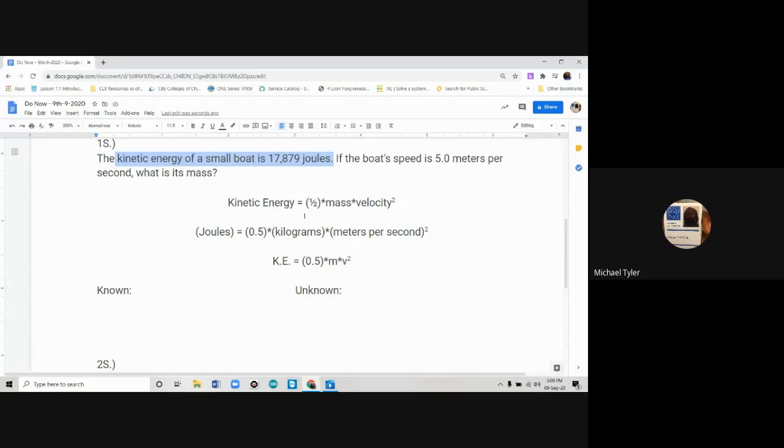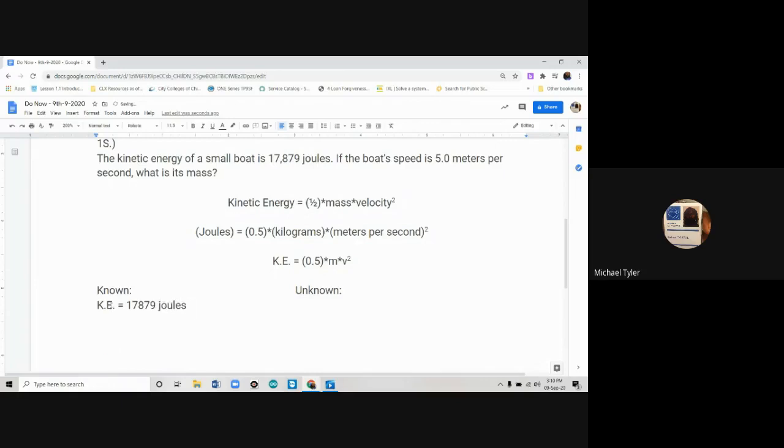If that's the case, it's telling you what your first variable, or your first known value, is. Again, the kinetic energy, that's KE, is equivalent to 17,879 joules. So we'll come here and write KE. If you don't know what KE is, just look back to the center text. I just explained it for you so we can get through this problem a lot more quickly. So kinetic energy, that's KE, is equivalent to the number they gave us, which is 17,879 joules.